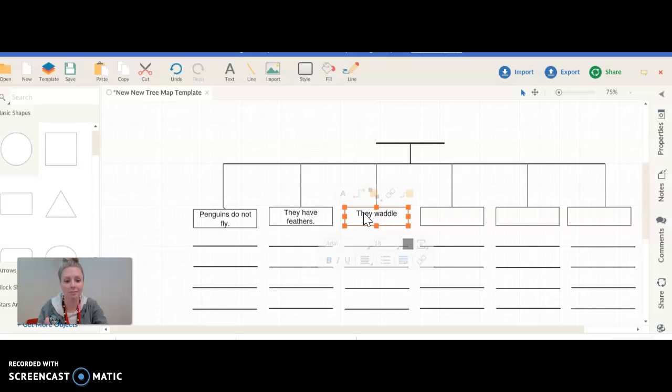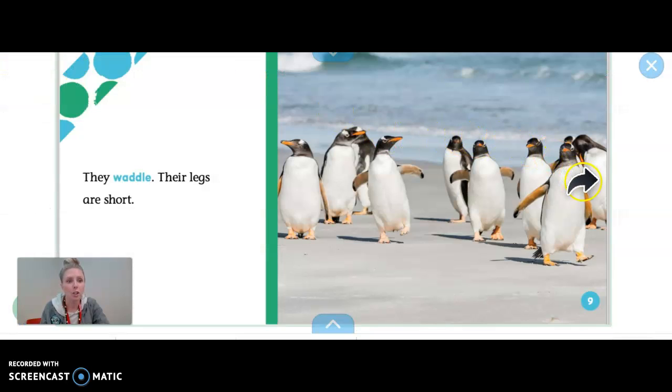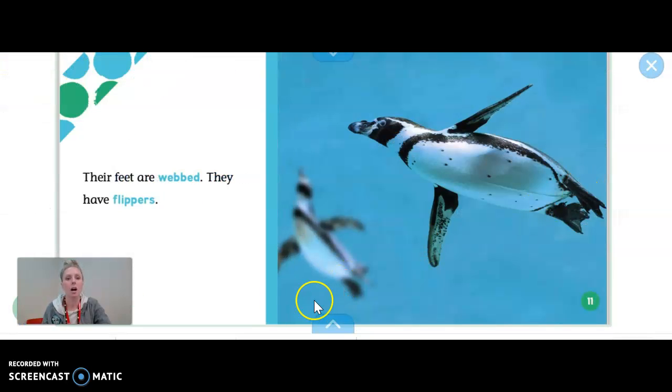They waddle. I like that word. So I chose they waddle. Alrighty, from there, you are going to keep reading this story on your own and keep going and adding to your tree map. Stop though here on this page and we'll finish up this book and we'll finish up our tree map together tomorrow. When you are done with your tree map, send me a photo in Dojo. I want to see your beautiful writing and those key details.